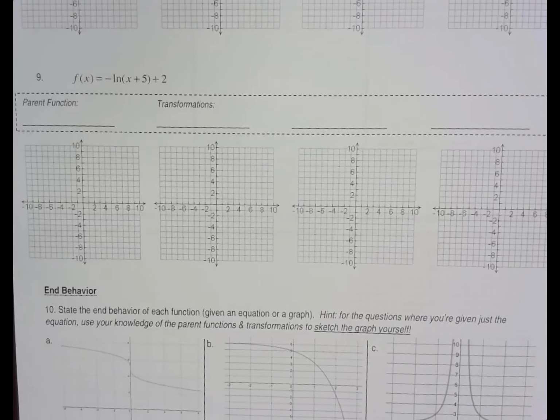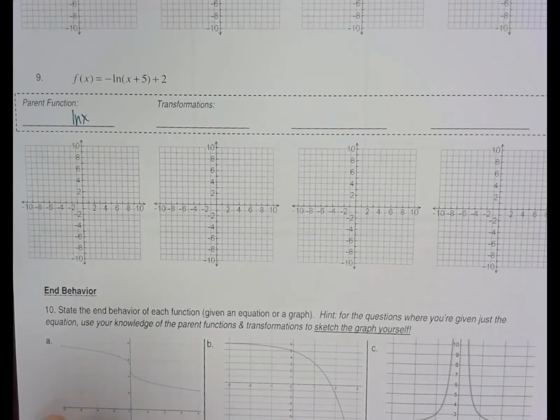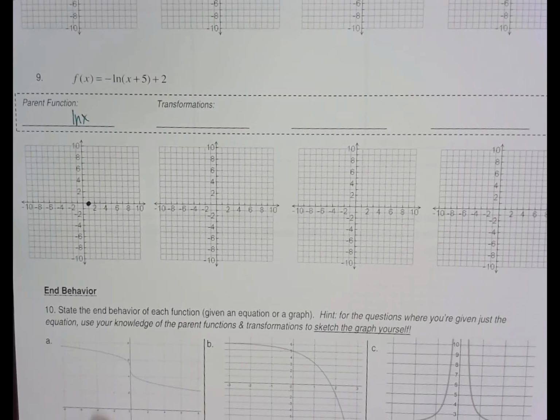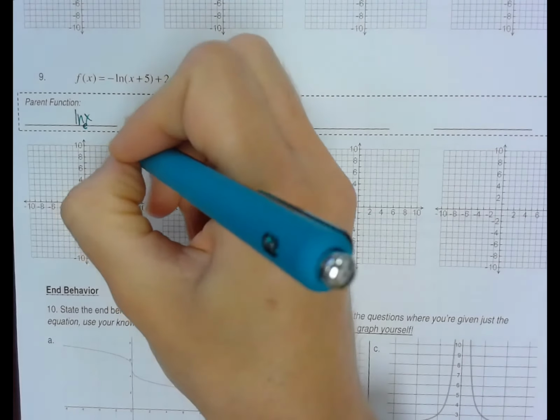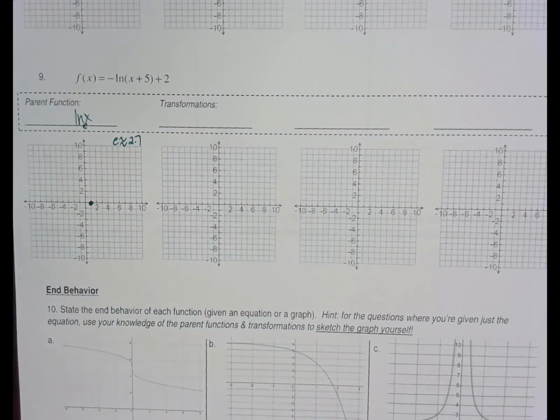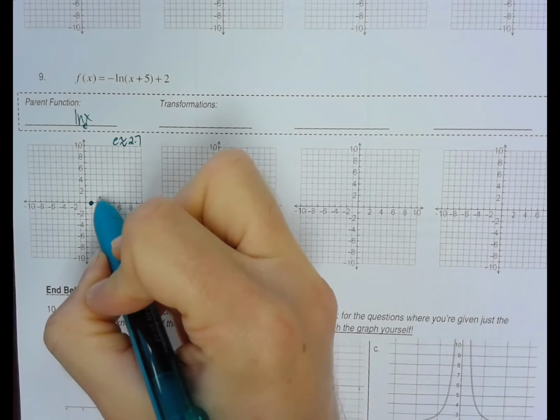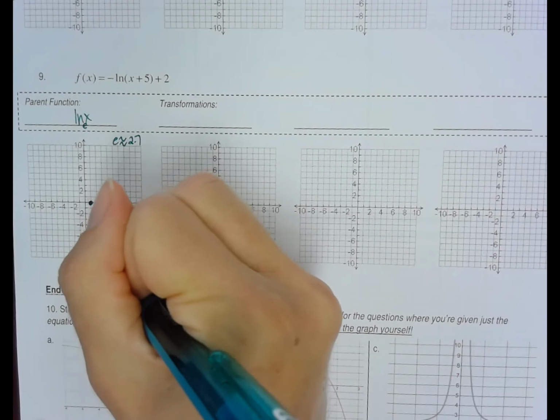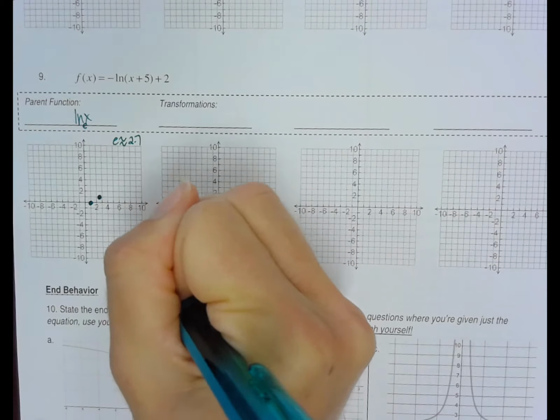All right, if we take a look at this negative natural log of x plus 5 plus 2, the parent function is going to be natural log of x. And for this, it's important to remember that all log functions are going to cross the x-axis at (1, 0). And then the next key point is going to occur at whatever x value is the base of your logarithm. So for natural log, the base, even though you don't see it, is e. And e is about 2.7. So go over to 2.7 on your x-axis, and that's when your graph's going to be up at 1. So I'd graph those 2 points, so (1, 0) and (2.7, 1).